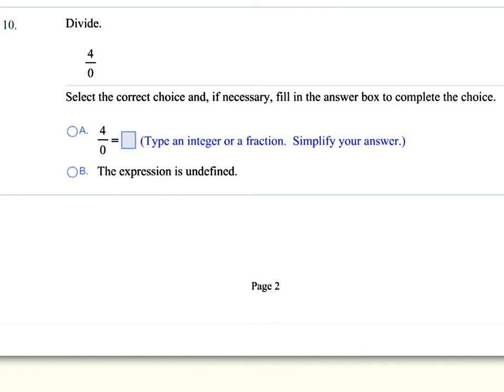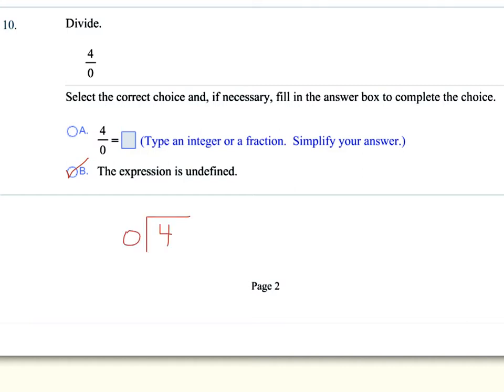On number 10, you're asked to divide 4 divided by 0. And if you try to divide that on your calculator, you're probably going to get an error. And that's because you cannot divide anything by 0. So in this case, we're going to say that this expression is undefined. It's impossible to divide a number by 0.